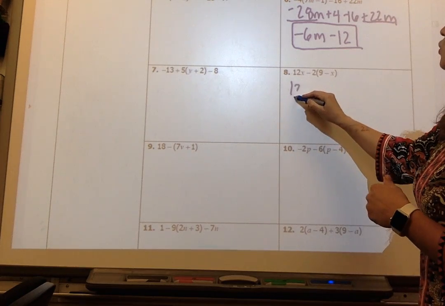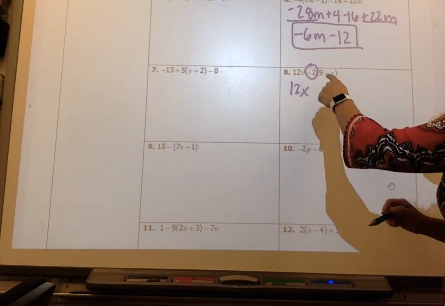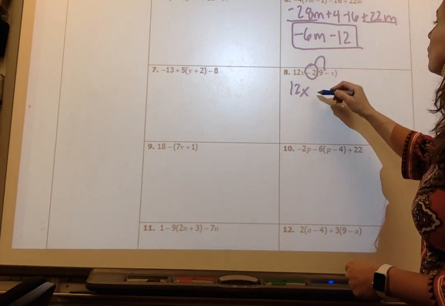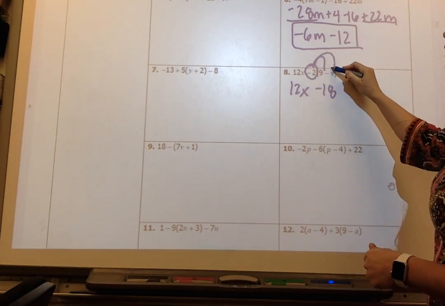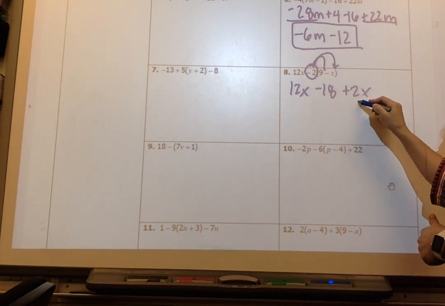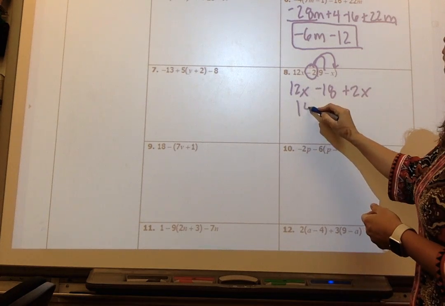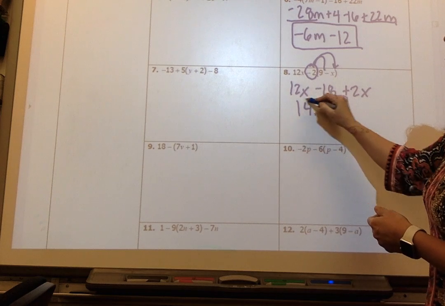Number 8, I get 12x. I am distributing a negative 2. So a negative 2 times 9 is negative 18, and a negative 2 times a negative x is a positive 2x. When I combine, I get 14x minus 18, and I box my answer.